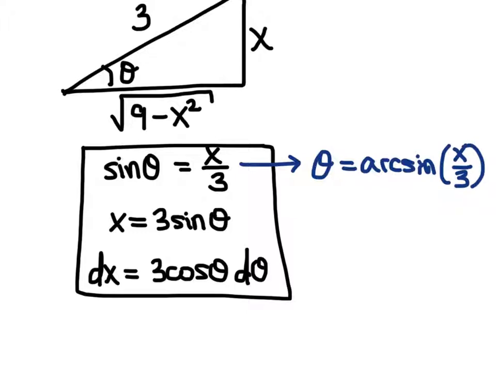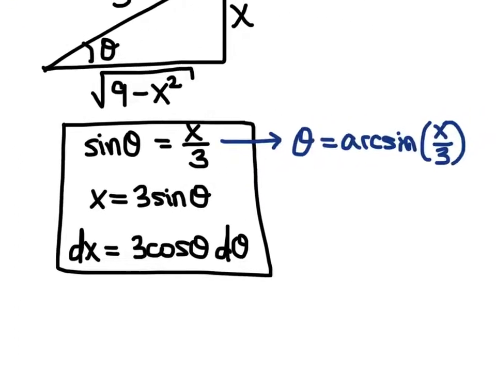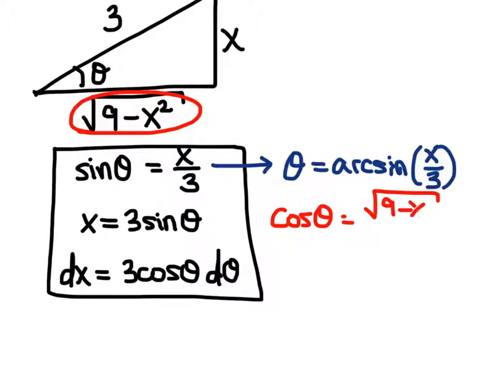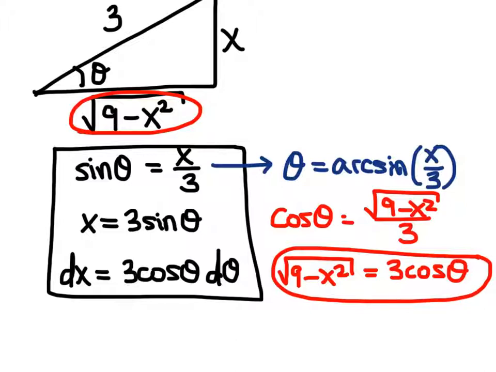Alright, and we also know that because our main integral involves the square root of 9 minus x squared, if we can get an expression for that radical from our triangle, that would be very helpful for us. So I notice that if I take cosine theta, you're going to get the square root of 9 minus x squared over 3. And solving that for the square root of 9 minus x squared, we have the square root of 9 minus x squared is 3 cosine theta. Alright, so this blue piece is going to come in handy, and then each of the terms in the black box will also come in handy.